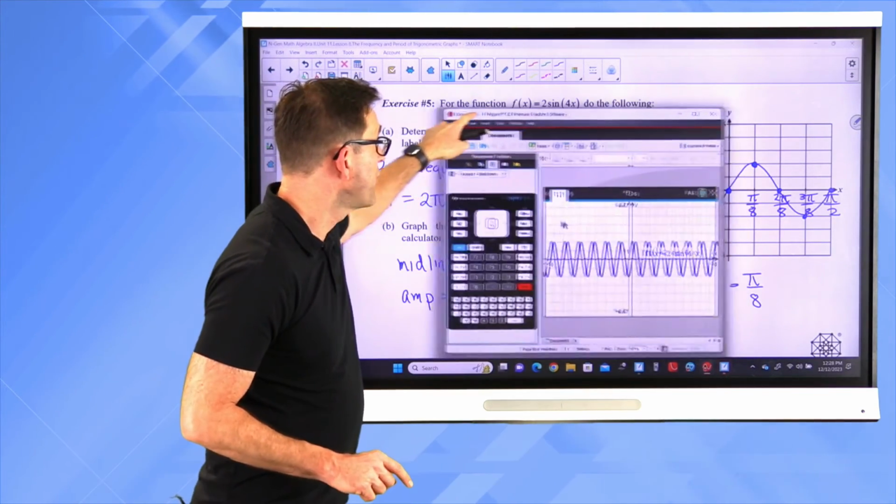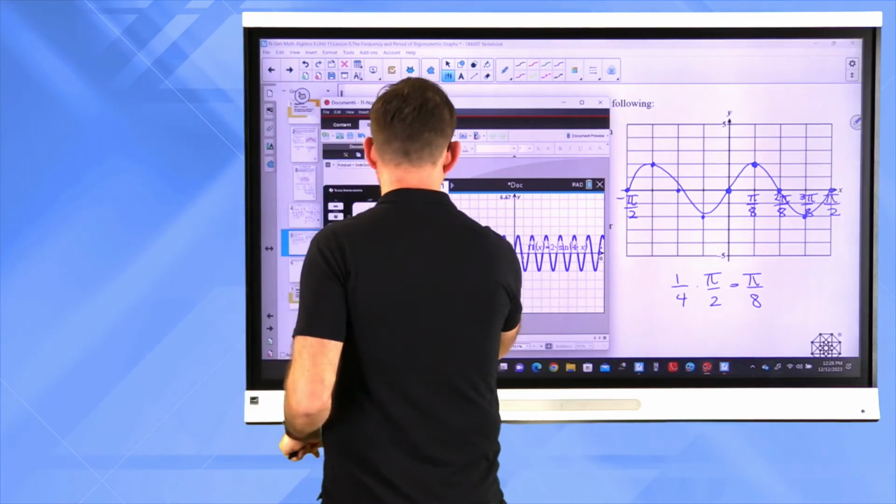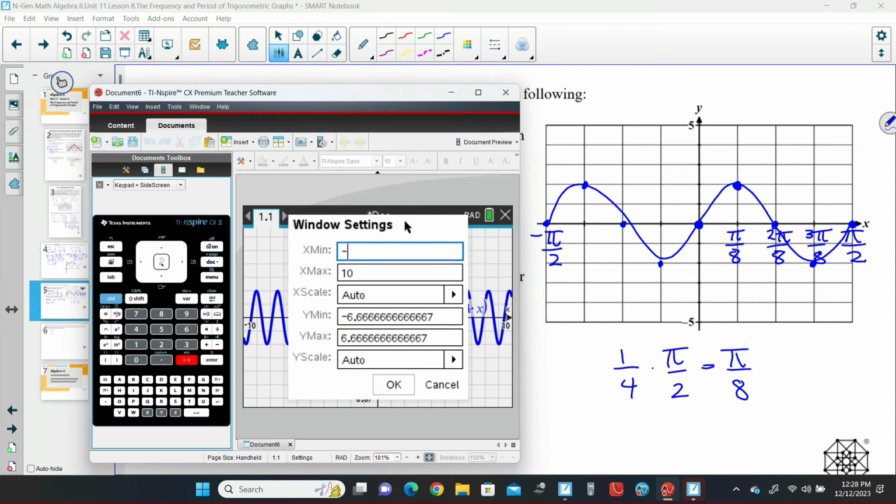Now again, in theory, this one goes from negative pi over 2 to pi over 2. So I'm going to go into my menu, go into my window settings. I'm going to go negative pi divided by 2 to positive pi divided by 2. And I want it to go by pi divided by 8. On my y-axis, not as important, but let's get that down. I'm going to go negative 5 to 5 by 1s.